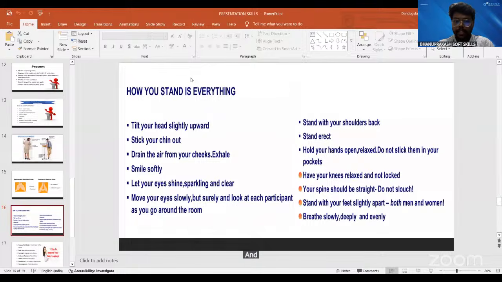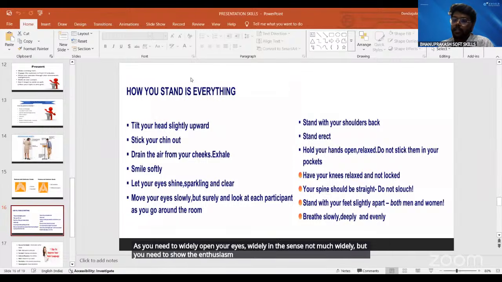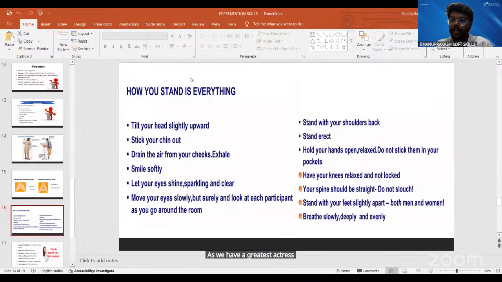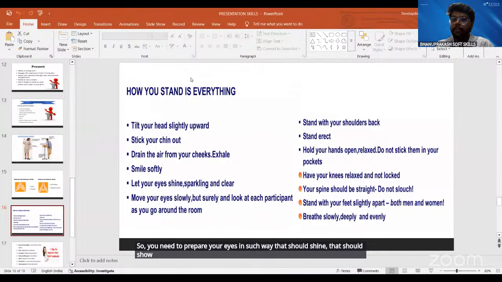and drain the air from your cheeks, exhaling, and smile softly, and let your eyes shine, sparkling and clear. You need to open your eyes widely, not too widely, but you need to show the enthusiasm with your eyes also, because even eyes speak, as we have a greatest actress in our Telugu film industry. There is a common saying, Savitri usually acts with the eyes. Like we can also show a lot of emotions with the eyes, right? So you need to prepare your eyes in such a way that they shine and show the enthusiasm.